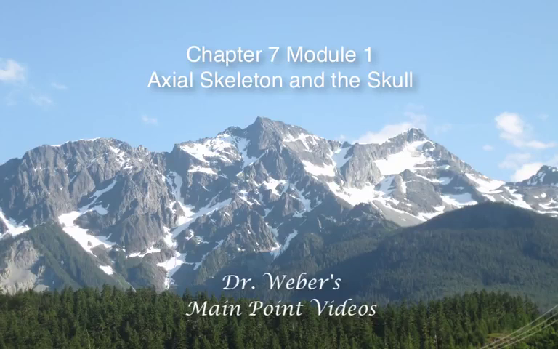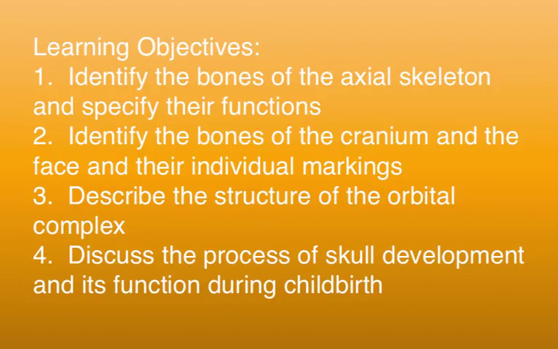This is Chapter 7, Module 1, Axial Skeleton and the Skull. The learning objectives of this module are: 1. Identify the bones of the axial skeleton and specify their functions. 2. Identify the bones of the cranium and face and explain the significance of the markings on the individual bones. 3. Describe the structure of the orbital complex. And 4. Discuss the process of skull development and its function during childbirth.